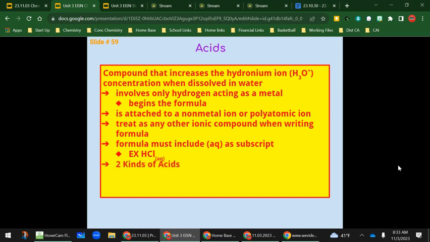There are 2 kinds of acids, binary and ternary. Binary means just that, only 2 elements. Ternary means 3 or more. Okay? So to be binary, you're involving a nonmetal. To be ternary, you're involving a polyatomic. Questions?